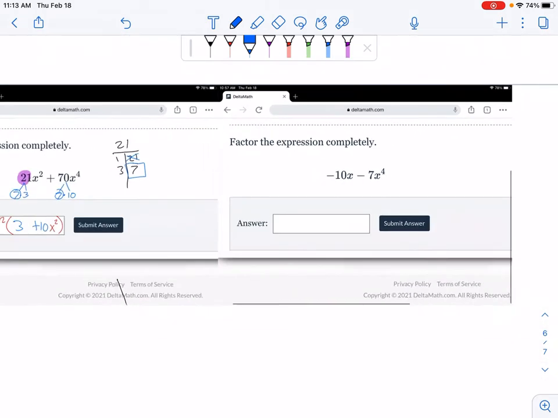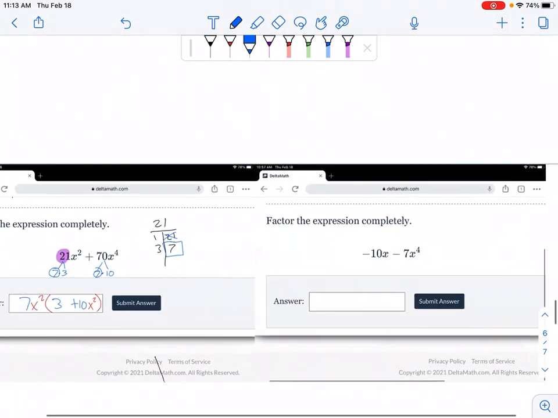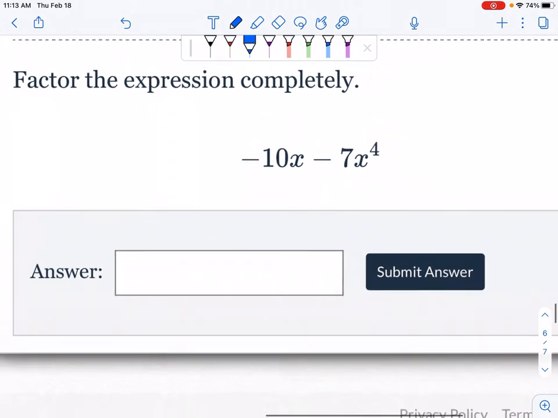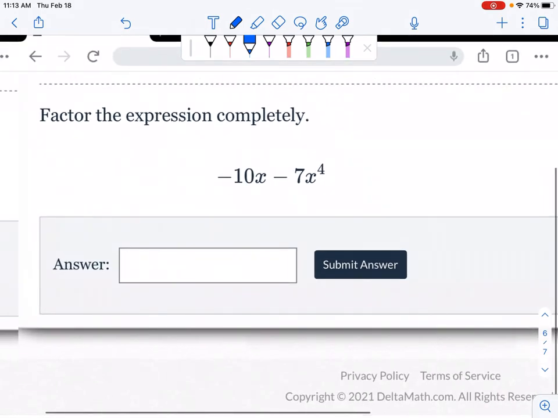Okay, for this one, we have a negative in front. So we are going to take out a negative. So whatever our greatest common factor is, we're going to use the negative of that. We just like to use the sign of the front number. So smaller of the two is 7. So I'm going to list 1 and 7, and I'm going to see, can 7 go into 10? Can 10 be divided by 7? And it cannot. Okay, so the only option is a 1. So 10 can be divided by 1.